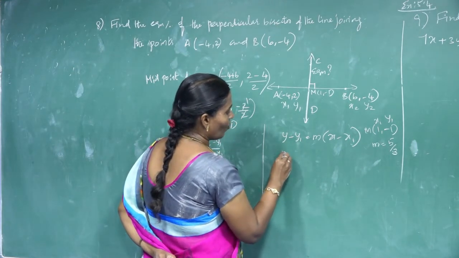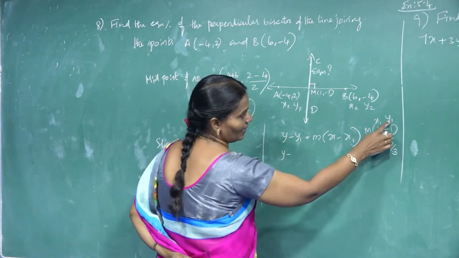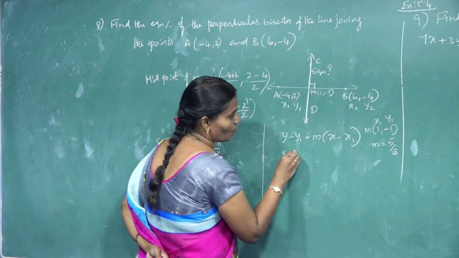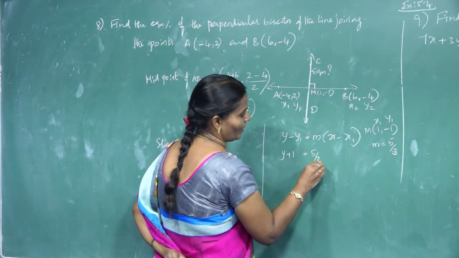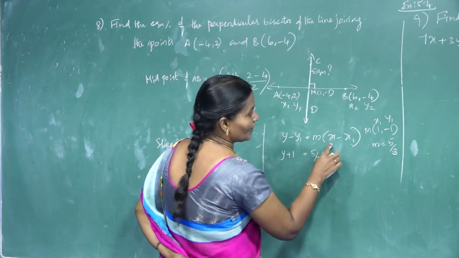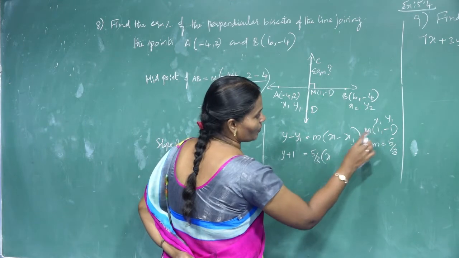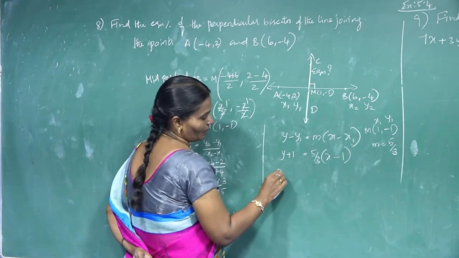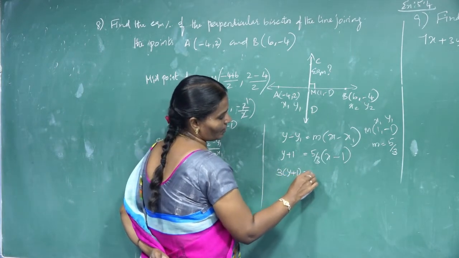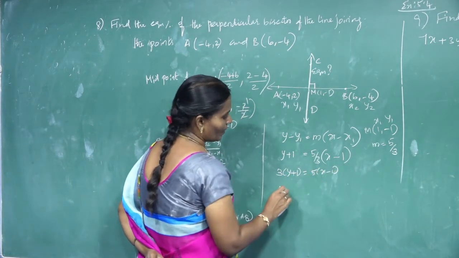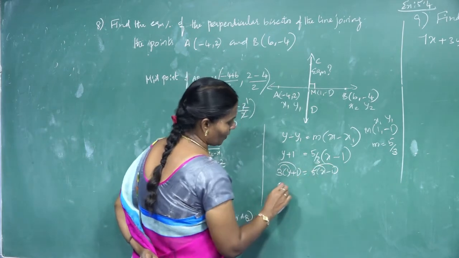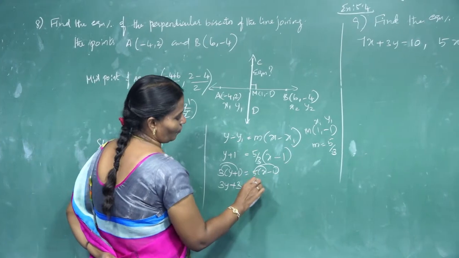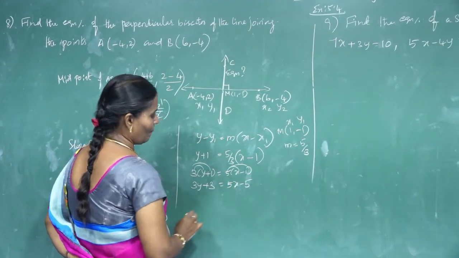Now we see y minus y1, and y1 is minus 1 already. So minus of minus, plus 1. This is equal to 5 by 3, then x1 is 1. So x minus 1. Do the cross multiply. 3 of (y plus 1) is equal to 5 of (x minus 1). So multiply. What comes here? 3y plus 3 is equal to 5x minus 5.